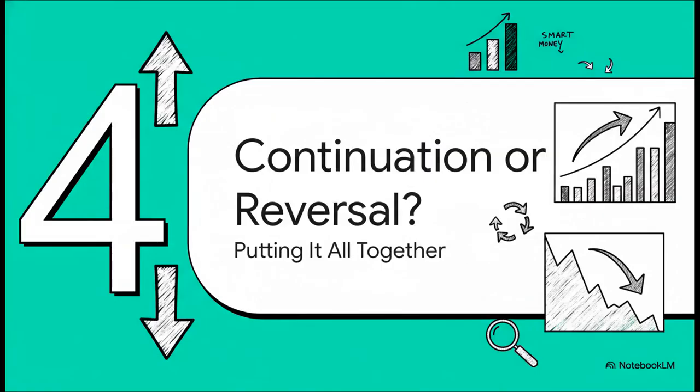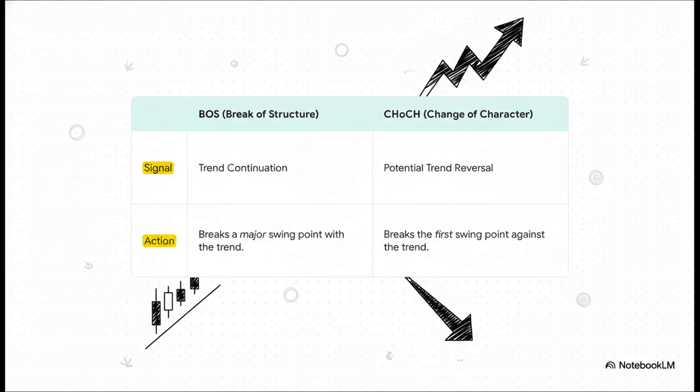Okay, so we've learned how to spot the real swing points. Now for the fun part. How does this actually help us figure out if a trend is going to keep rolling or if it's about to turn around? This is where those terms we defined earlier, BOS and CHOCH, really come into play. So let's break this down, nice and simple. A break of structure, or BOS, is your green light. It signals the trend is continuing. It happens when the price breaks a confirmed, major swing point in the same direction as the trend.